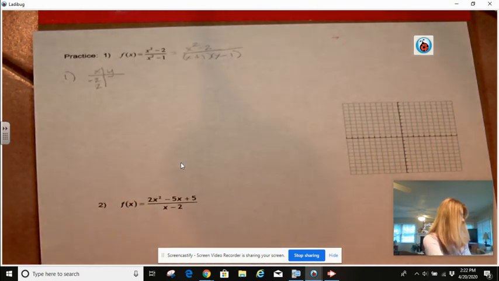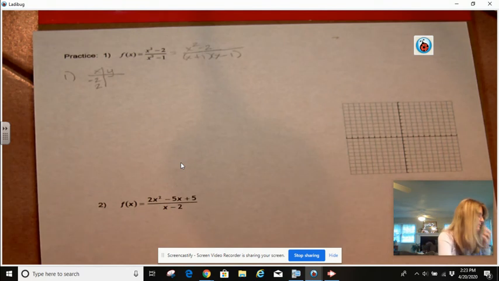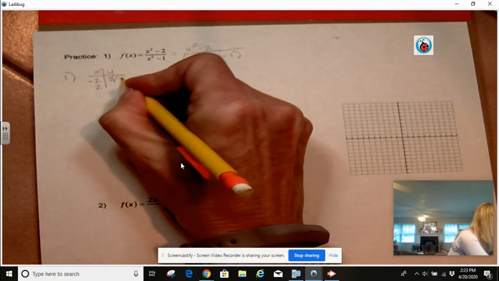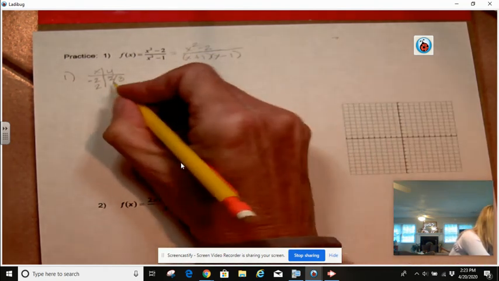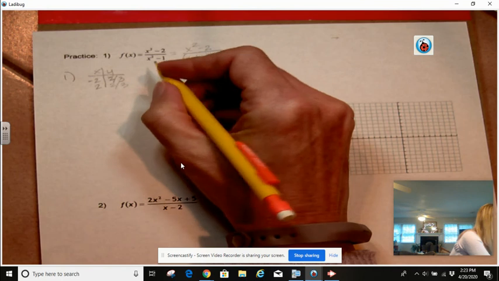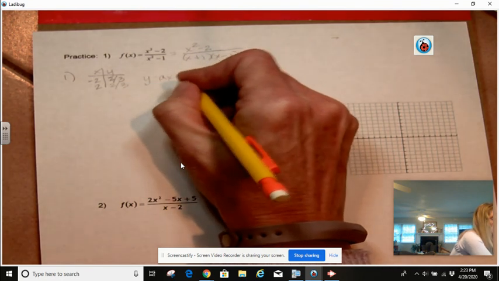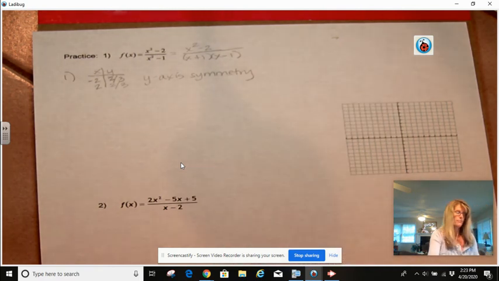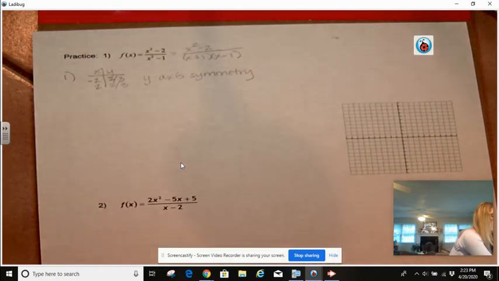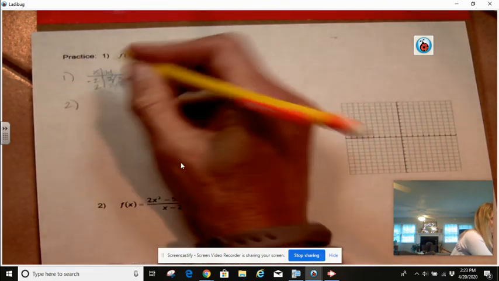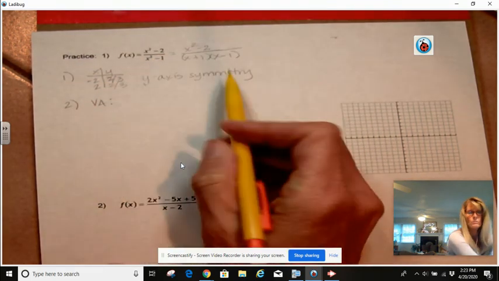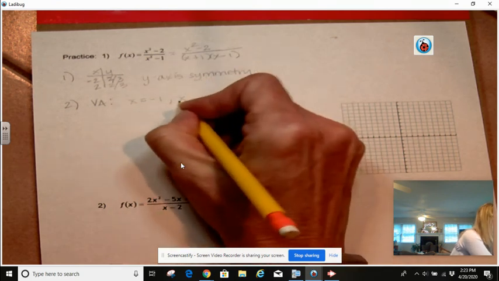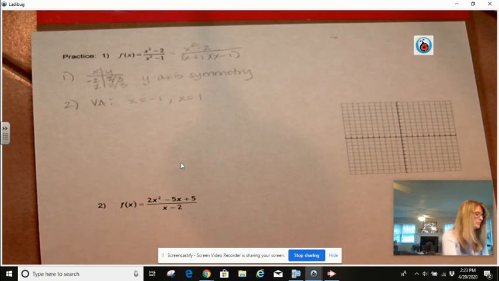So you're going to substitute those values into your function. And when you plug in negative 2, you get 2/3. When you plug in positive 2, you also get 2/3. That means that we have y-axis symmetry. So when we're done graphing, we should be able to see that show up in our graph. The next step is our vertical asymptotes. I already factored my denominator, so I can see that I have x equals negative 1 and x equals 1, so 2 vertical asymptotes.